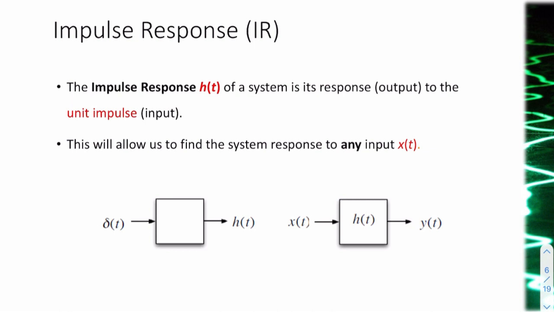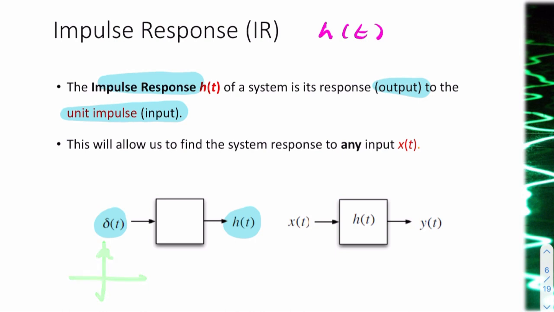Recap. Impulse response. Sometimes we call it IR. We generally refer to it mathematically as h of t. So the impulse response is the output when the input is an impulse. So that's just definition. h of t is what comes out of a system when the input is a unit impulse. So whatever we get out, whatever that is, that's called our impulse response.